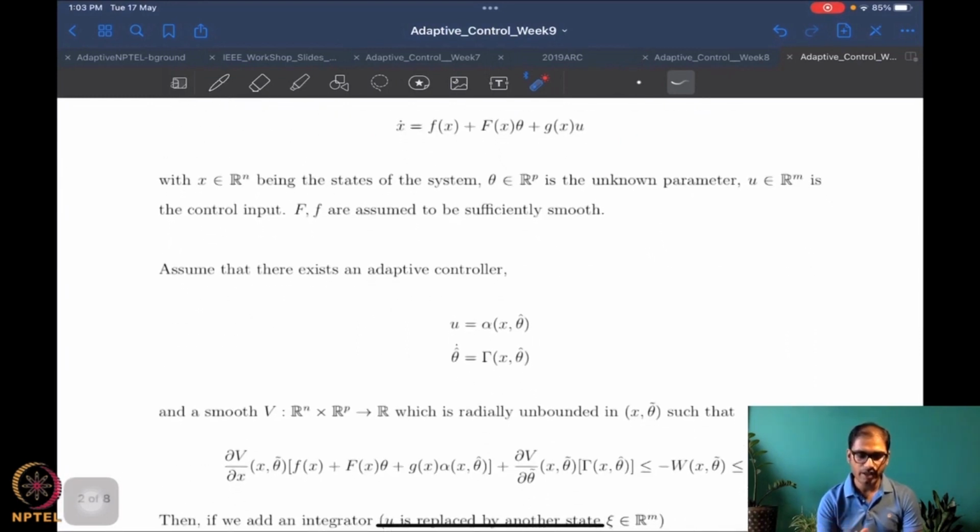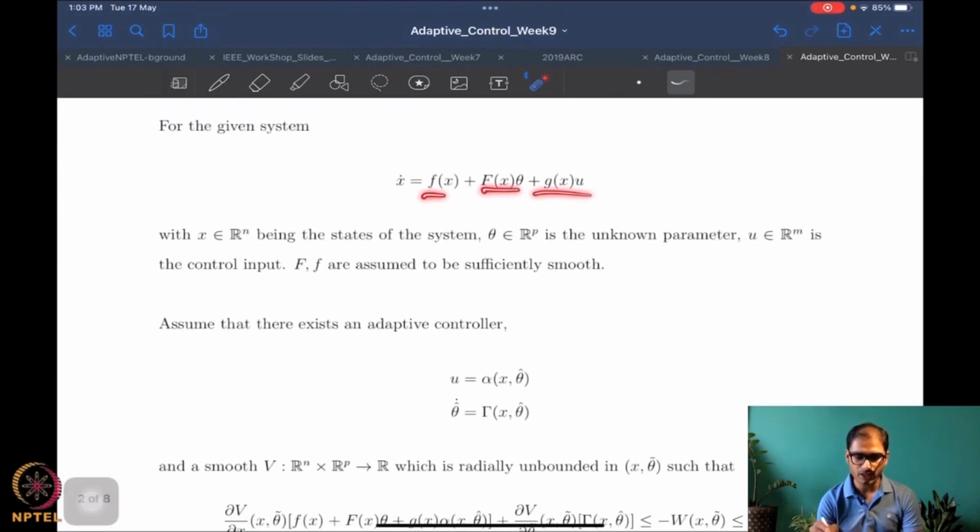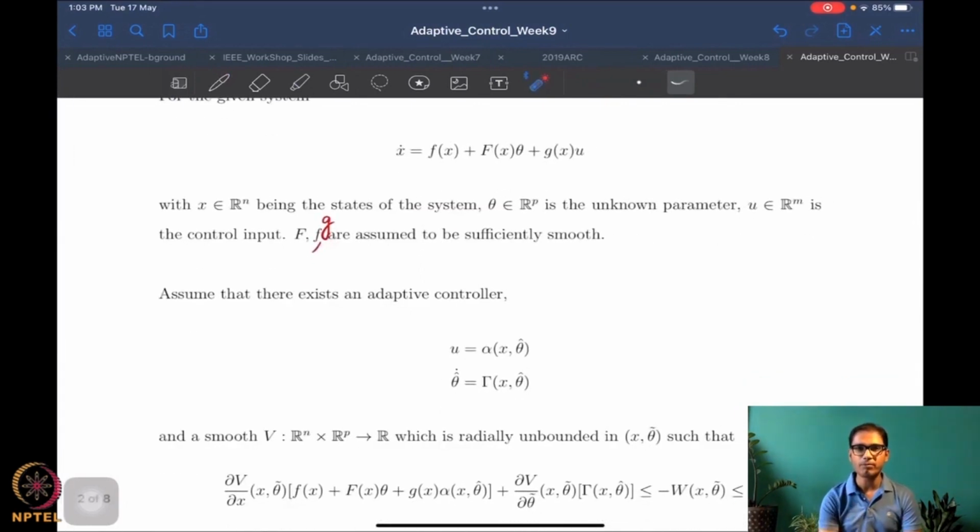Of course the f and small f and also g are assumed to be sufficiently smooth and have all the nice properties, so that we can take differentials if we want, and so on and so forth.